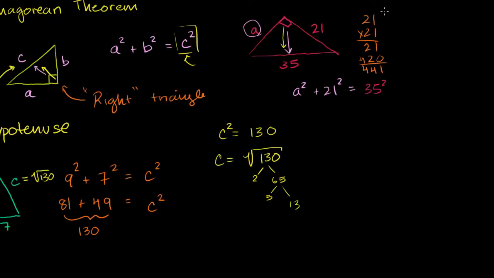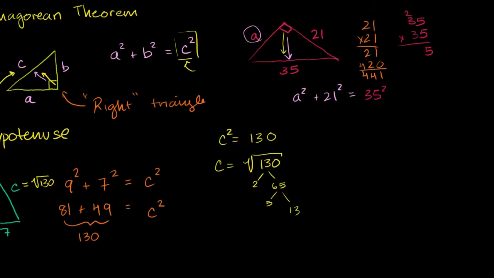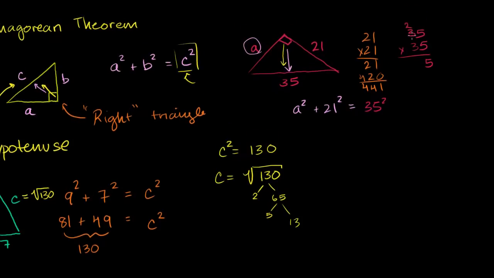35 squared. Once again, I'm tempted to use a calculator, but I won't. 35 times 35. 5 times 5 is 25. Carry the 2. 5 times 3 is 15, plus 2 is 17. Put a 0 here. 3 times 5 is 15. 3 times 3 is 9, plus 1 is 10. So it is 11.